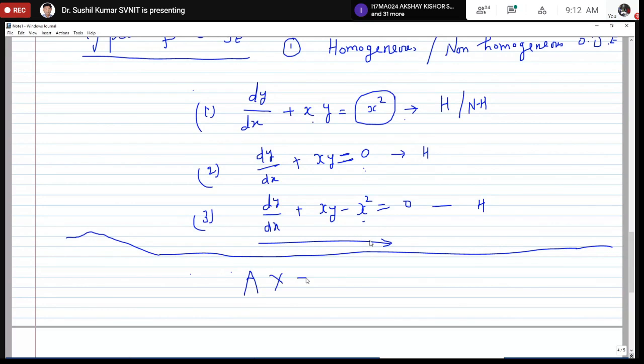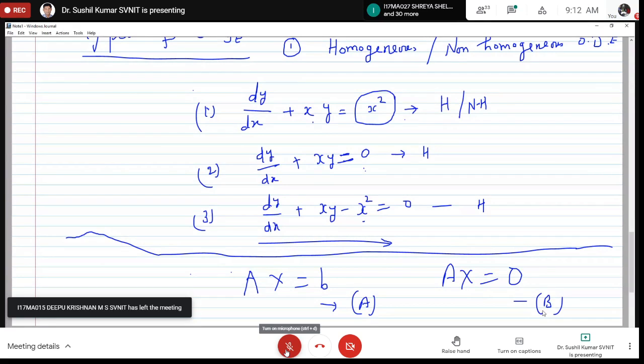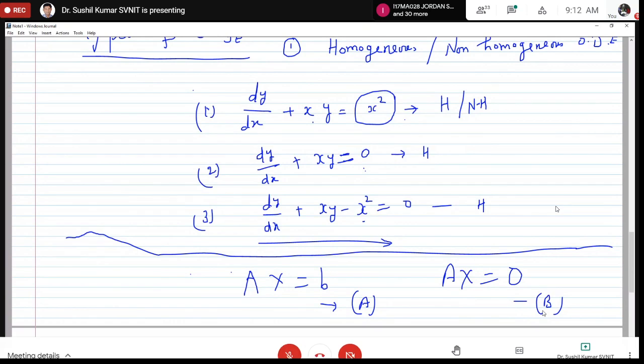See, if you have the equations Ax equal to b and Ax equal to 0, tell me which one is homogeneous and which one is non-homogeneous. Equation A, equation B. Anybody? B would be homogeneous, and A is non-homogeneous. Why is A non-homogeneous and B homogeneous?